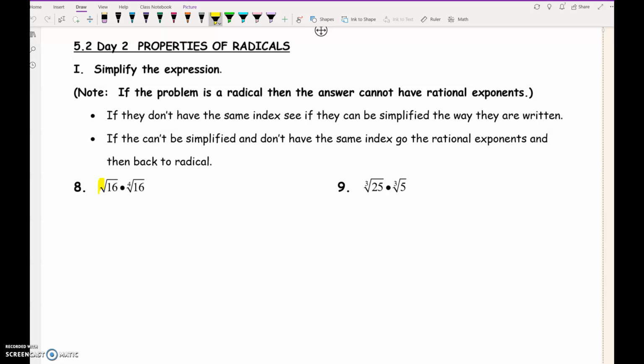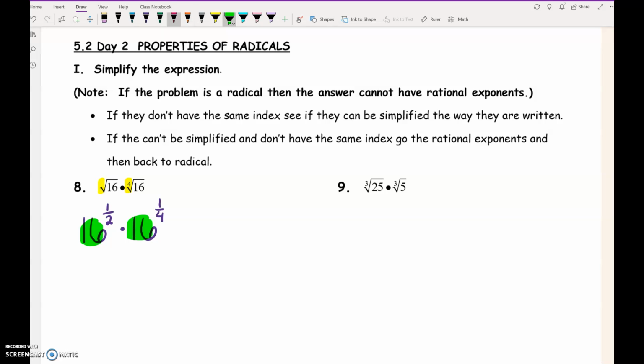So in this particular example, do these have the same index? No, so we can't combine them. But we can change forms. Square root of 16, how do I write that as a rational exponent? 16 to the 1/2. What about the fourth root of 16? 16 to the 1/4. Because these are both 16s, we can use our properties of exponents.